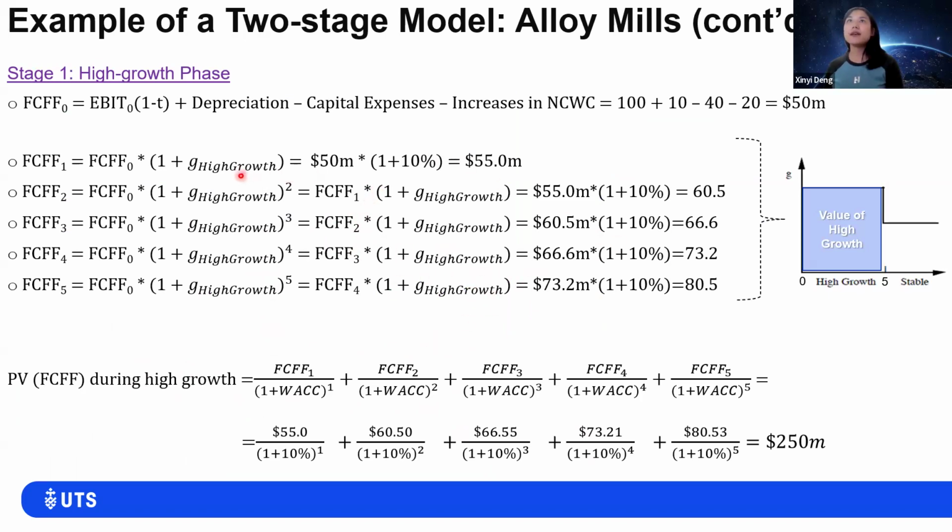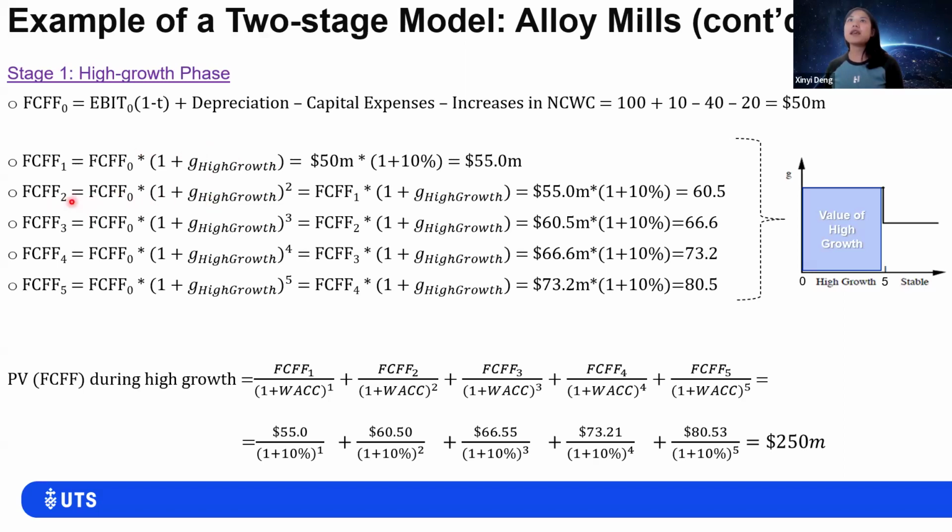So to calculate the present value of stage 1, we utilize the FCFF0 we just calculated in the Excel sheet, which is 50 mils, and then you multiply it by the function of the high growth rate. So to obtain FCFF1, we just use FCFF0 times 1 plus the high growth rate.